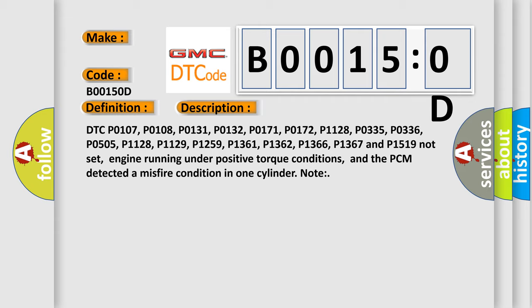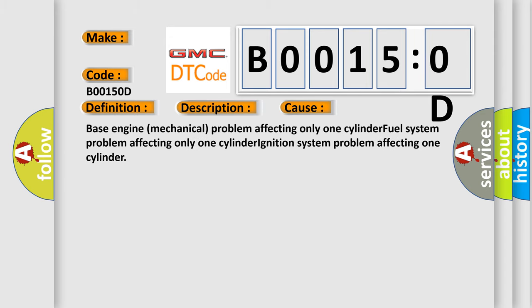DTC P0107, P0108, P0131, P0132, P0171, P0172, P1128, P0335, P0336, P0505, P1128, P1129, P1259, P1361, P1362, P1366, P1367 and P1519 not set, engine running under positive torque conditions, and the PCM detected a misfire condition in one cylinder. Note: this diagnostic error occurs most often in these cases: base engine mechanical problem affecting only one cylinder, fuel system problem affecting only one cylinder, ignition system problem affecting one cylinder.